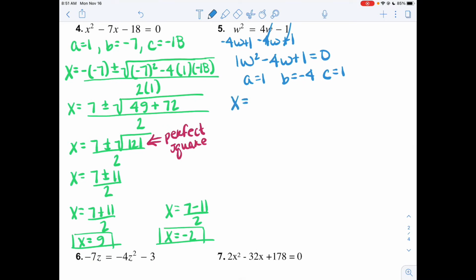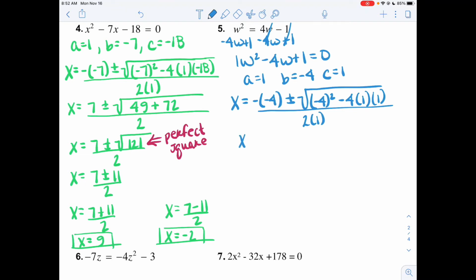X is equal to -b, but in this case b is a -4, so I have a -4, plus or minus the square root of b squared, -4 squared. Again, remembering to put the parentheses around the entire -4 when you put that in your calculator, minus 4 times a, which is 1, and c, which is 1. Divide all of this by 2 times a, so 2 times 1. Let's continue working with this and simplify it. -4 is going to give me a +4. Plus or minus the square root of 16 minus 4. And that's going to be divided by 2.